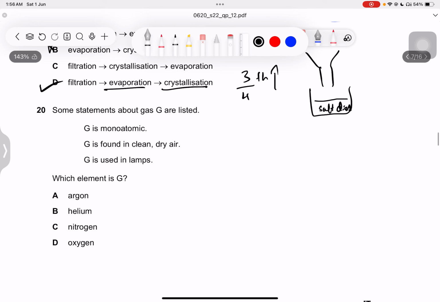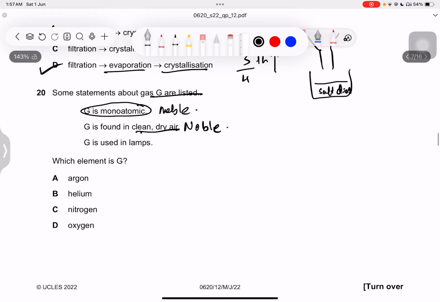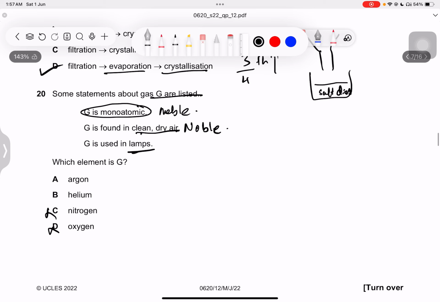Option D. Some statements about gas G are listed. It is monoatomic, so the only gases which are monoatomic are noble gases, group 8. It is found in clean, dry air. Okay, so clean, dry air, so it is a noble gas, definitely. So, our options we have A and B are noble gases. It is used in lamps, so and lighting.